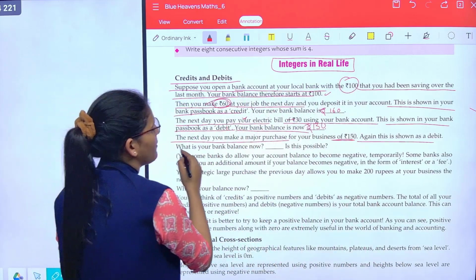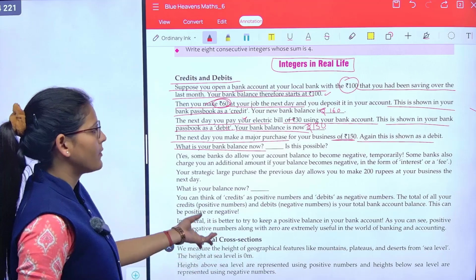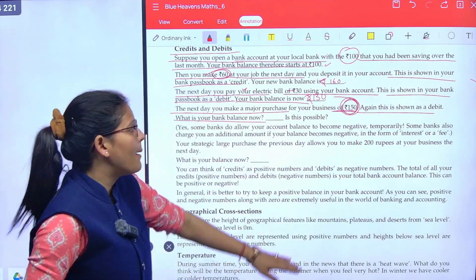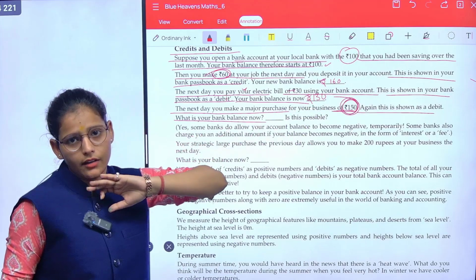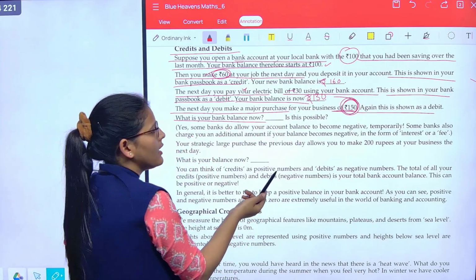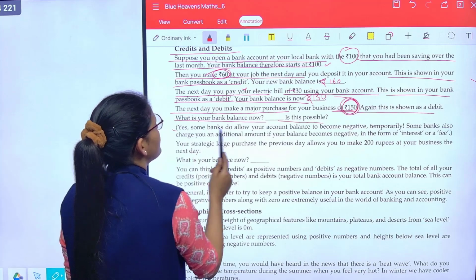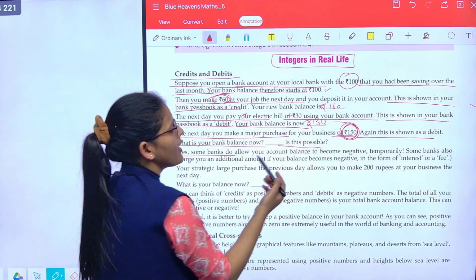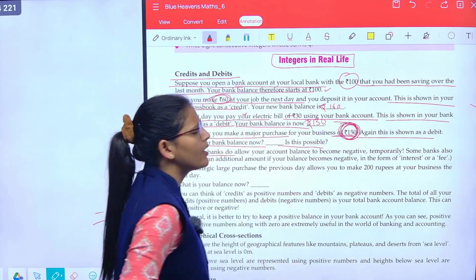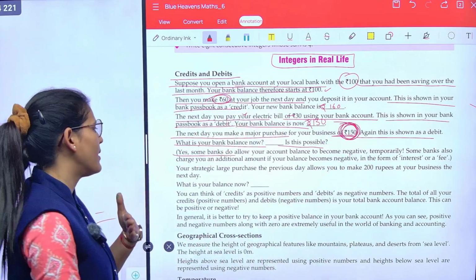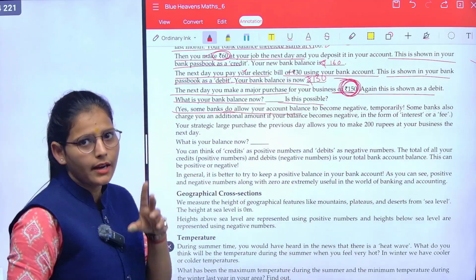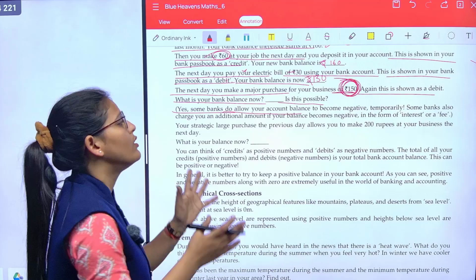What is the balance now class? अब यहाँ पर आपने 150 रुपीज, लेकिन आपके अकाउंट में 130 रुपीज है. कैसे? तो पॉसिबल ही नहीं है. Is this possible? Yes, some banks do allow your bank balance, कुछ बैंक अलाउ करते हैं अपने बैंक बैलेंस को नेगेटिव करने में. Yes, some banks do allow your account balance to become negative temporarily. कुछ समय के लिए आप अपने बैंक बैलेंस को नेगेटिव कर सकते हैं.